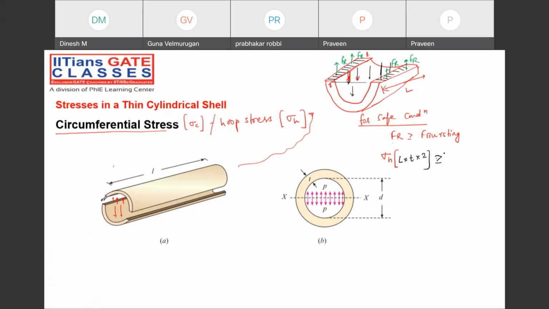Who is bursting? Pressure. Pressure into P into length into diameter. In that particular area, the pressure is exerting like anything. So from here, you can calculate the hoop stress. Hoop stress will be PD divided by 2T. Note down, hoop stress will be PD divided by 2T, my dear friend. Please note down, very, very important.